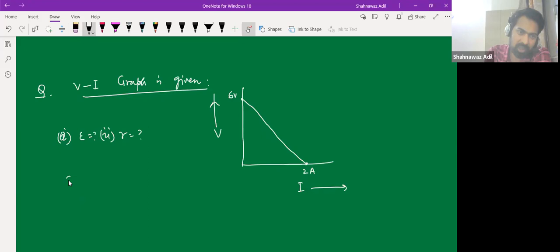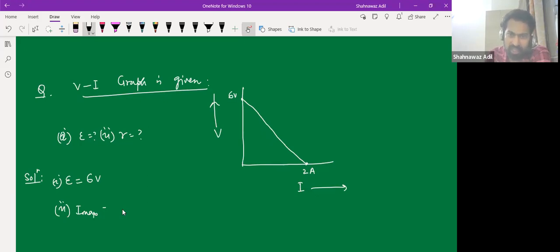Whatever is the intercept, that is the EMF, right? So EMF would be how much? Yes, guys. EMF would be 6 volts, right? Absolutely correct, Shams. This is 6 volt, and now we know that this point is maximum current, right? Which is 2 amperes.